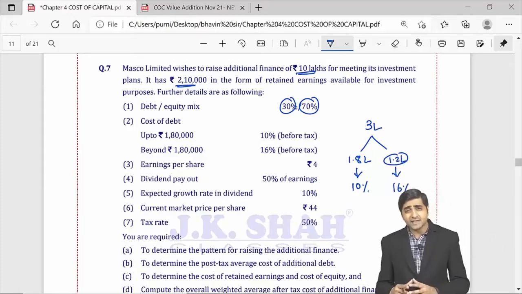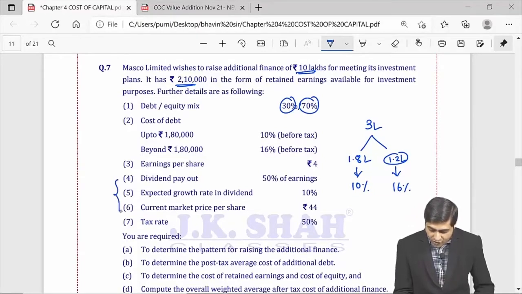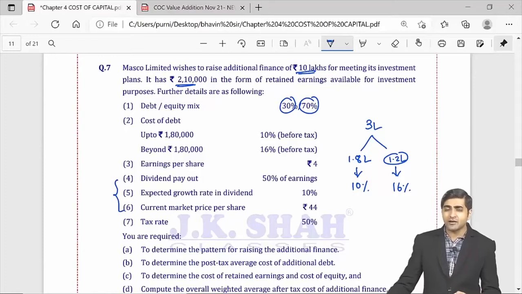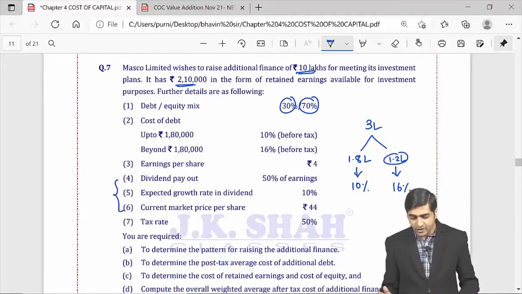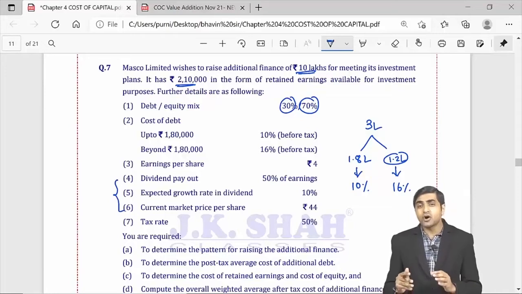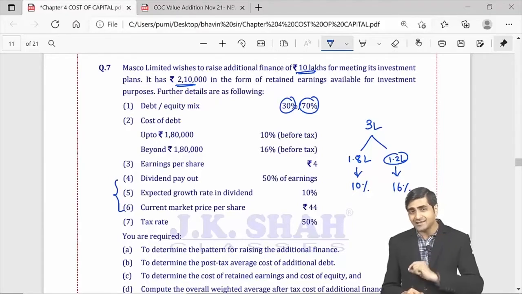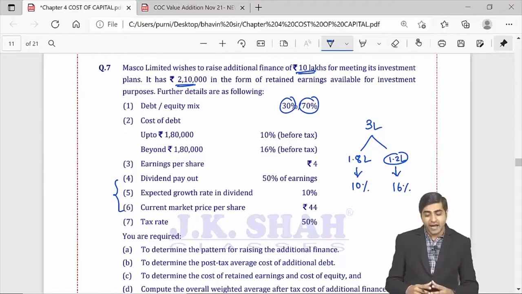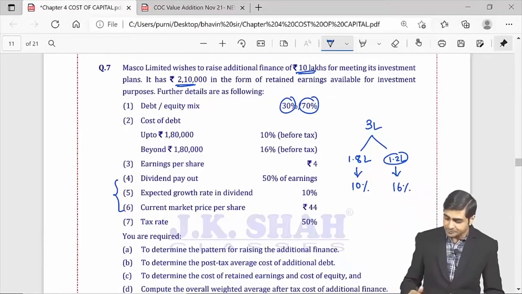In this question also, your KE will be calculated with the help of the dividend yield growth approach, that is, D1 upon P0 into 100 plus G. Your DPS is available as 2 rupees, because 4 multiplied by 50%, to which you will add the growth rate, divide that by the market price, which is 44, and plus your growth rate. So that will help you to calculate your KE.